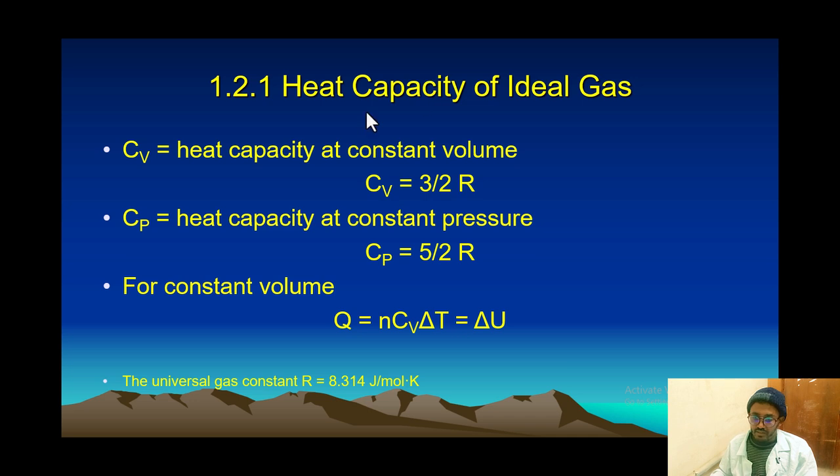Let's take, as an introduction, the heat capacity of an ideal gas. So we have Cv, heat capacity at constant volume, and Cp, heat capacity at constant pressure. For constant volume, we have Q, this one. And this one is, I think, the universal gas constant, and its value is 8.314 joule per mole per Kelvin.